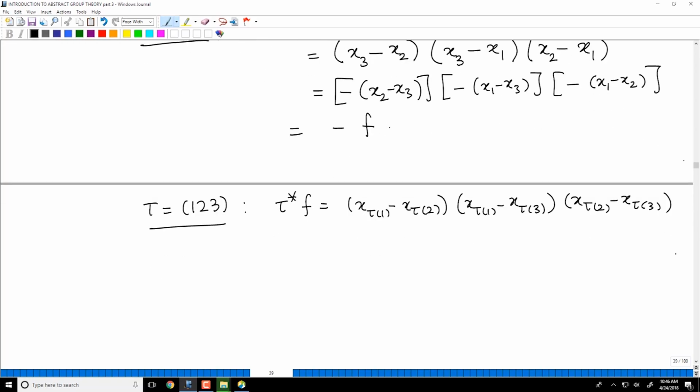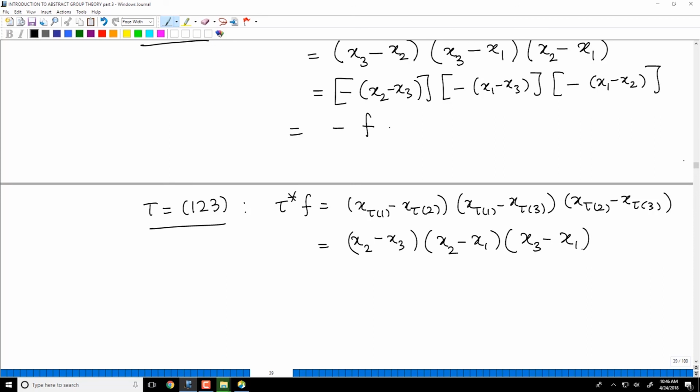So this should be, tau 1 is 2, tau 2 is 3. So x2 minus x3. Tau 1 is 2, tau 3 is 1. So this is x2 minus x1. Tau 2 is 3 and tau 3 is 1. So this is x3 minus x1.